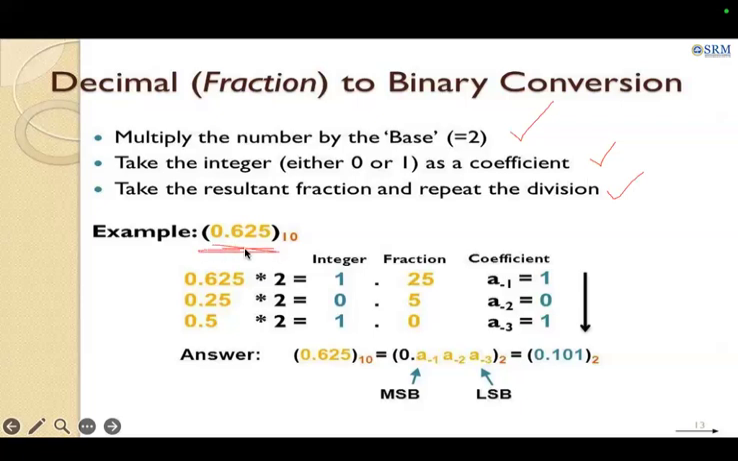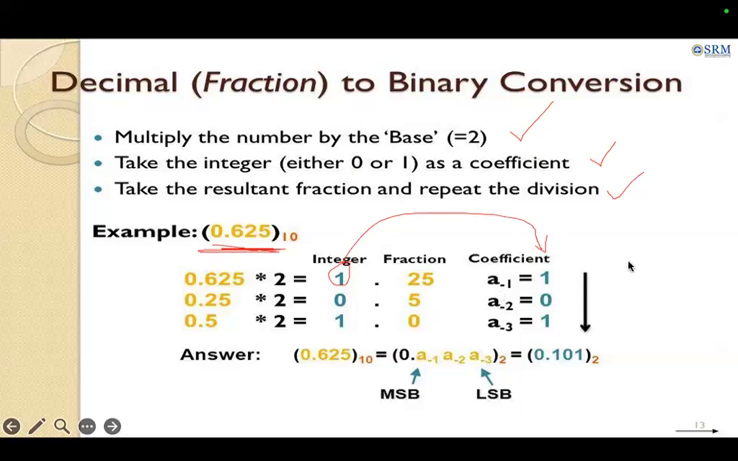For example, this is the fractional part of your decimal, 0.625. In order to convert it into binary, the first step is to multiply it by its base 2. So take 0.625, multiply it by 2. The result is 1.25. Take only the integer coefficient and note it down. This will be referred to as a minus 1.